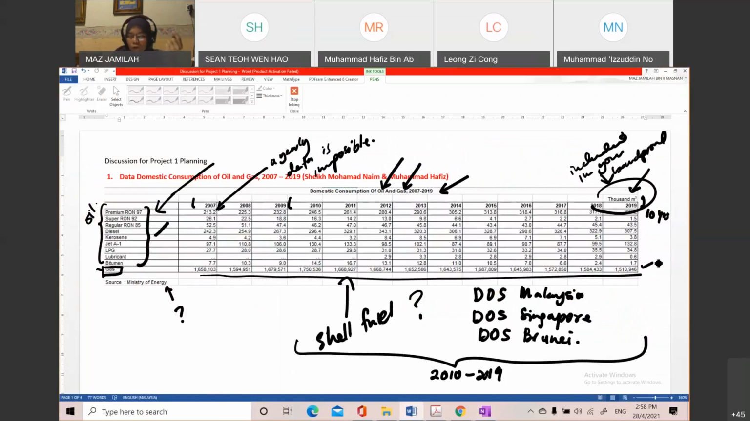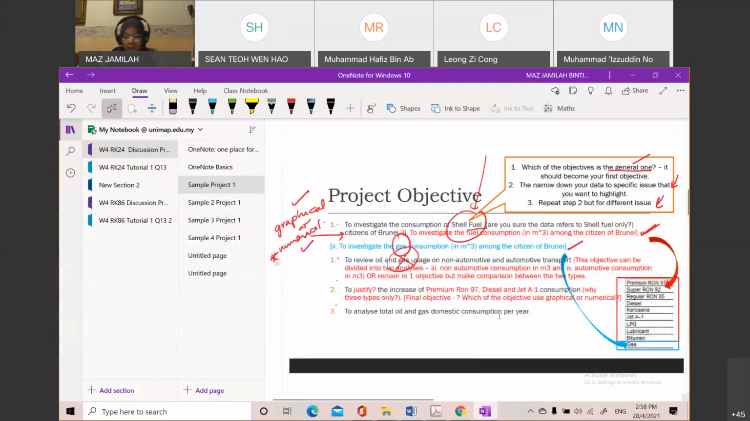the graphical form that you choose will give you the hint of how you can discuss your findings of that particular project objective. Okay, then from the broader one you go to narrow down to the gas only.